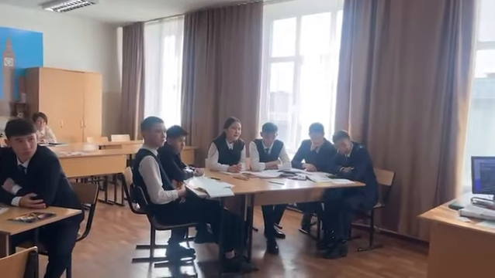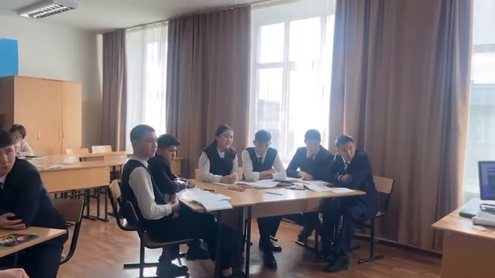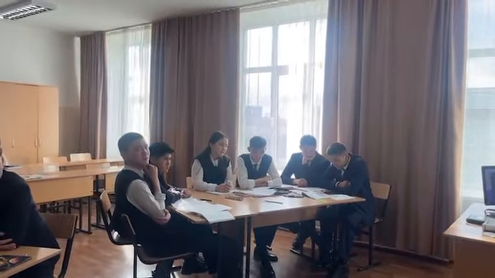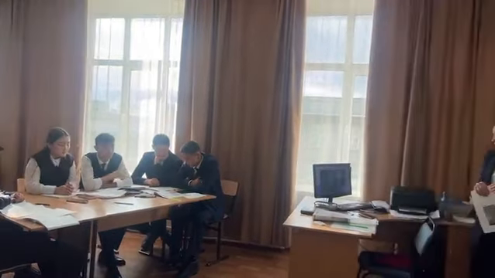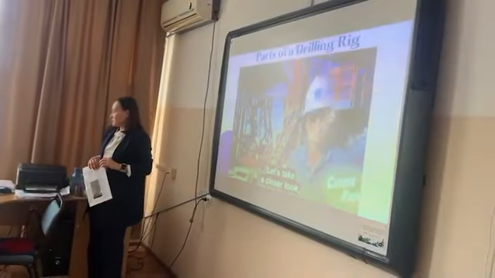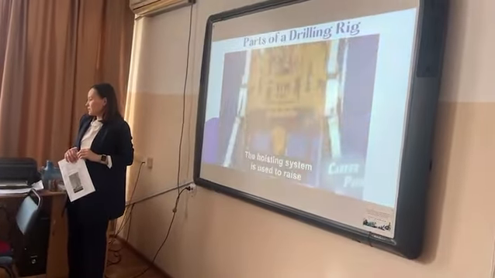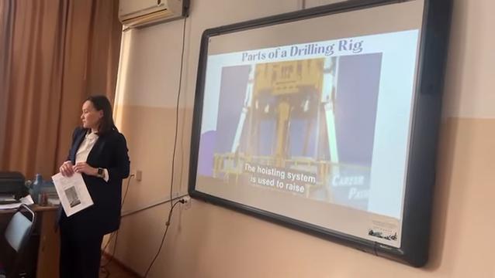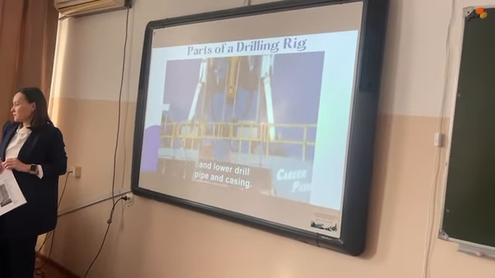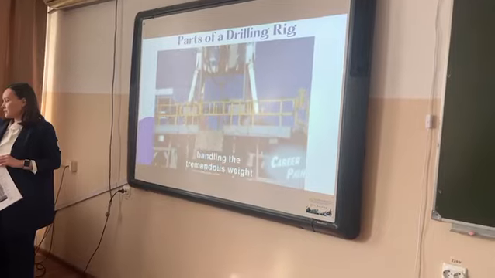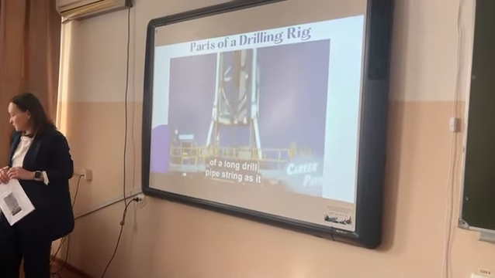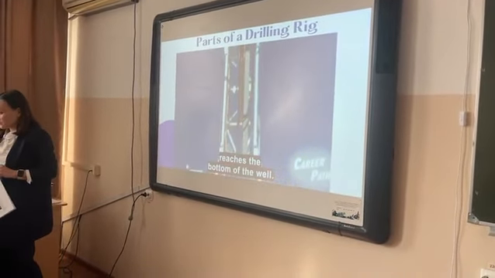Main activities of a drilling rig are hoisting, rotating, and circulating. The rig has systems to drive these activities, plus equipment to provide power. Let's take a closer look, beginning with hoisting. The hoisting system is used to raise and lower drill pipe and casing. The system must be capable of handling the tremendous weight of a long drill pipe string as it reaches the bottom of the well.